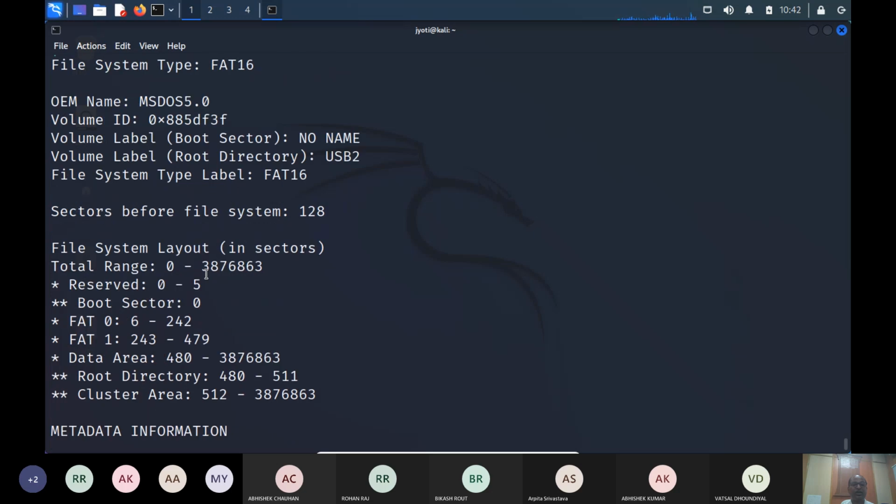Now here you can see the sectors before the file system. The initial part of this whole disk is basically reserved. Actually, the file system information starts only from 128 onward. Everything before, sector number 0 to 127, is not used at all. That is for some other purpose, and some users may use that space. That's why we are talking about the file system types.